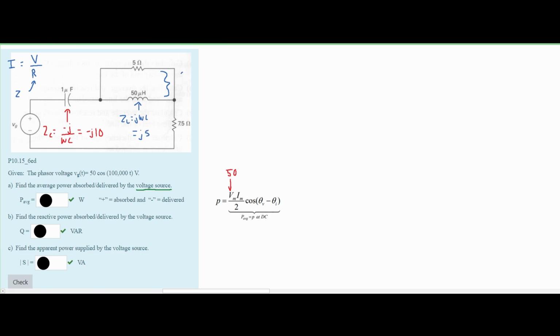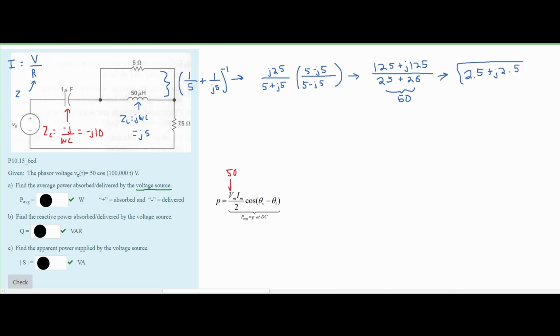So we need the parallel formula for impedances. This is going to be 1 over our first impedance plus 1 over our next impedance, all raised to the negative first power. Now we are going to solve for this. Once we do that, we are going to get this equation. We want to simplify this further, so we're going to multiply this by 5 minus j times 5. This is going to be the rectangular form for the two impedances in parallel.